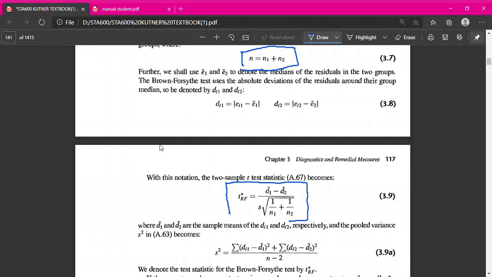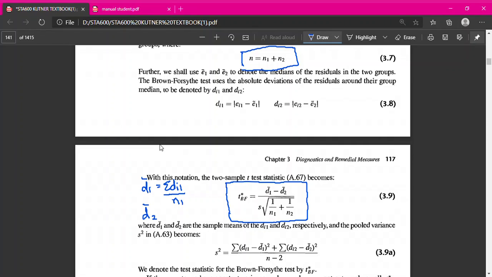So in order to find this test statistic, we need to find the D1 bar and D2 bar. DI1 adalah the absolute deviation between the residual and its median. Median untuk grup pertama. Okay, so you akan dapat nilai D for every observation. D1 bar will be summation of DI1 divided dengan N1, the total of each of D divided dengan N1.